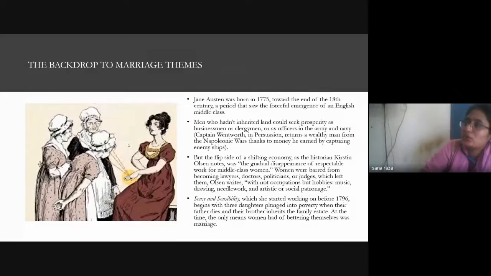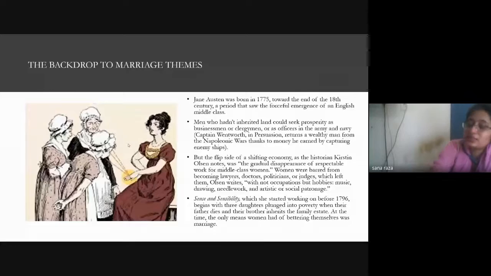Men who had not inherited land could seek prosperity as businessmen or clergymen or officers in the army and navy. So there are several characters where you see that men actually work in these professions. But the point with women was that women could not work anywhere they wanted to. There was a gradual disappearance of respectable work for middle-class women. Women were barred from becoming lawyers, doctors, politicians, or judges. So they were left with no options other than writing, or sitting, or getting married and then gossiping about everything else. They had not occupations but hobbies: music, drawing, needlework, and artistic or social patronage, which were considered their display and ornamentation.